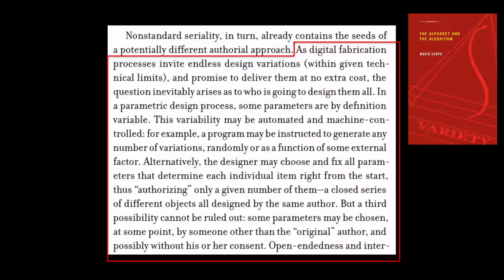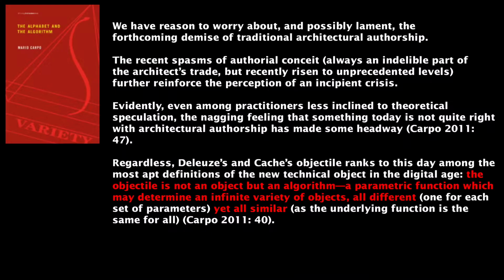In a parametric design process, some parameters are by definition variable. This variability may be automated and machine controlled. For example, a program may be instructed to generate any number of variations, randomly or as a function of some external factor. Alternatively, the designer may choose and fix all parameters that determine each individual item right from the start, thus authorizing only a given number of them, a closed series of different objects, all designed by the same author. But a third possibility cannot be ruled out. Some parameters may be chosen at some point by someone other than the original author, and possibly without his or her consent. End of quotation.